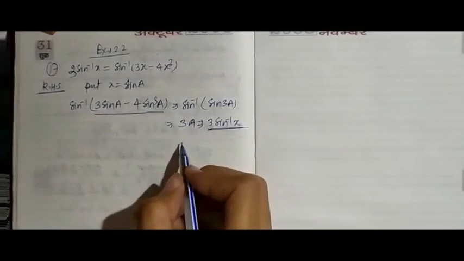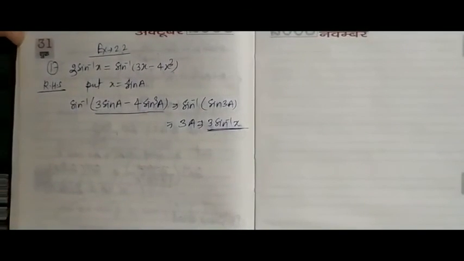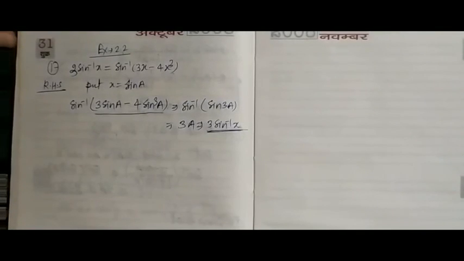Another question is just based on the same process. You have to prove that 3 cos inverse x equals cos inverse of 4x cube minus 3x. So you have to put x equal to cos a, then it becomes cos 3a, then it becomes 3a, then you can write 3 cos inverse x.